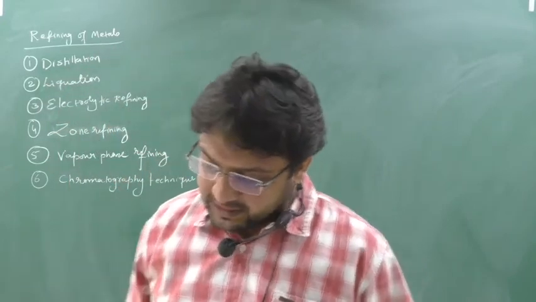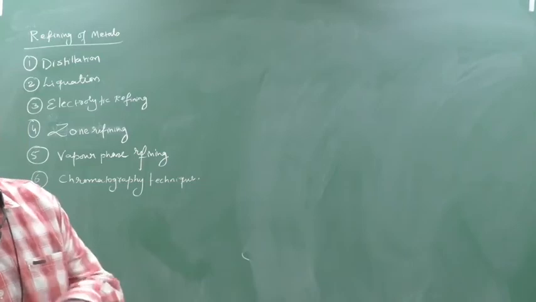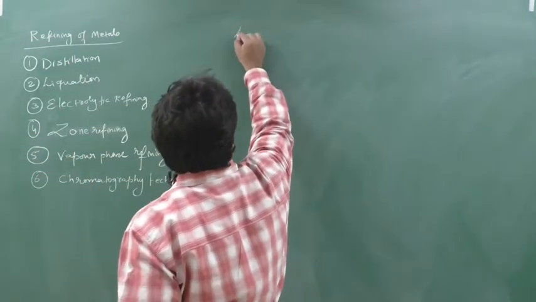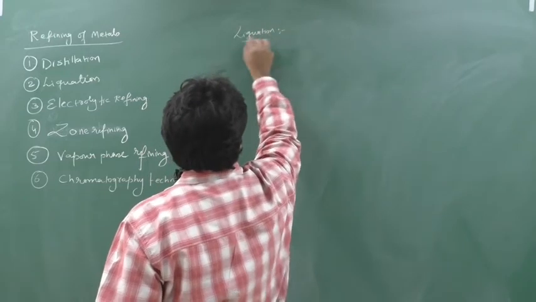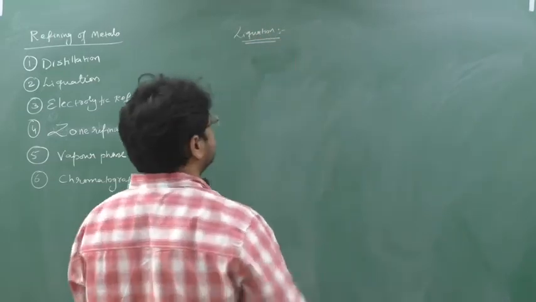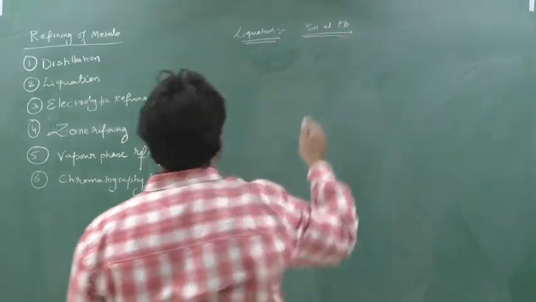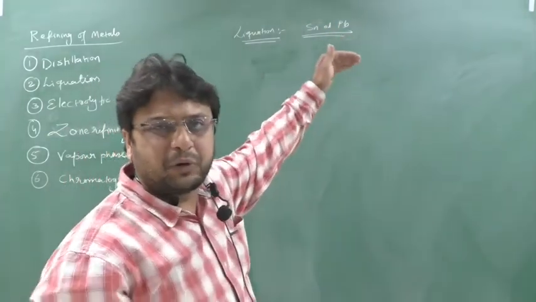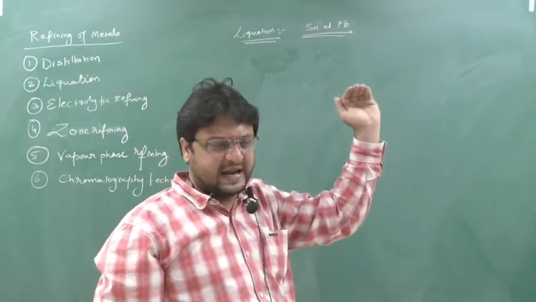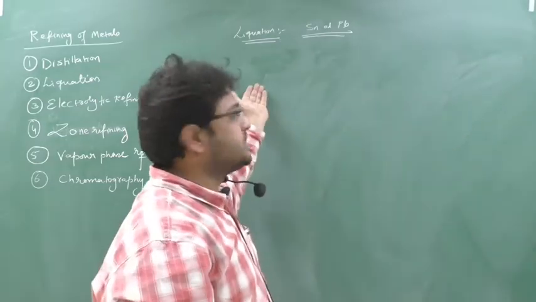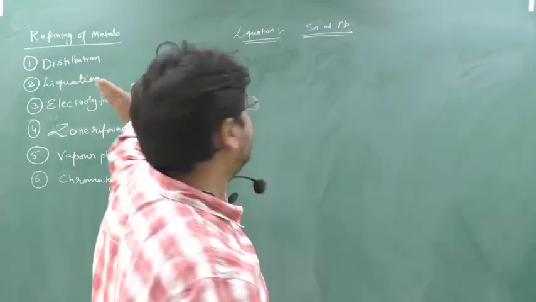In liquation, it is for the same type of metal, but specially tin and lead. So in liquation, this is specially used for tin and lead, because they have a slightly higher melting point as compared to zinc and cadmium, but not a very high melting point. Slightly more. Then we use liquation. For those with lower melting points like zinc and cadmium, we use distillation.